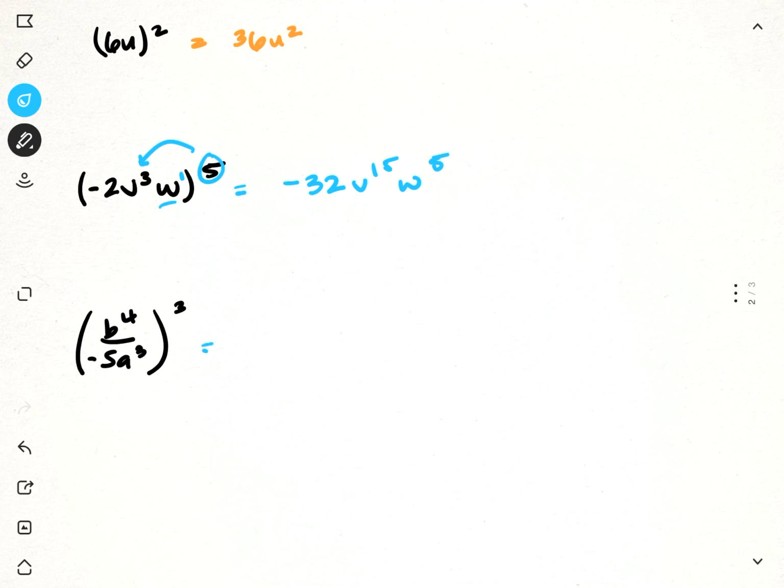Okay, and then the next one, b to the 4th over negative 5a cubed, all to the 3rd. So let's do the b first. Remember, it's applying to all parts in the parentheses, right? So b to the 4 times 3 is b to the 12 over negative 5 cubed. Negative 5 times negative 5 is 25, times negative 5 again is negative 125. And then a to the 3rd cubed, we're multiplying again, which is a to the 9.